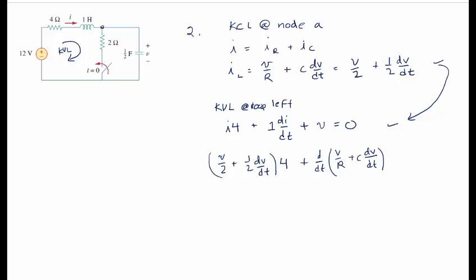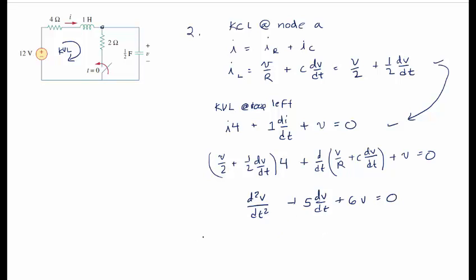Yes, that's correct, which is this right here. Plus V, that's this term right here, plus V equals 0. And so we can do this, not a problem, and we will get d squared V dt squared plus 5 dV dt plus 6V equals 0.